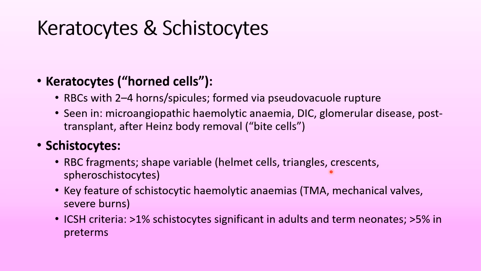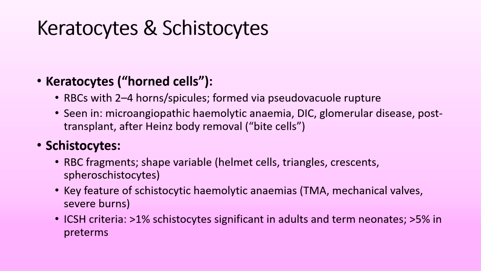Keratocytes and schistocytes are what we are going to discuss next. The keratocytes are horned cells. They often form when the membrane folds and ruptures, leaving about 3 to 4 spikes, which are longer than the ones we discussed. They're typically due to mechanical damage like fibrin strands, prosthetic valves, microangiopathic processes, and after pitting of the Heinz bodies. Schistocytes are true fragments. These are central for diagnosing thrombotic microangiopathies and mechanical hemolysis.